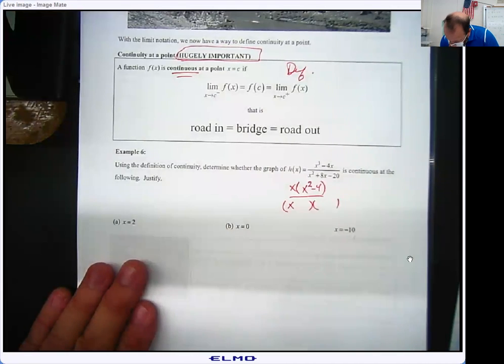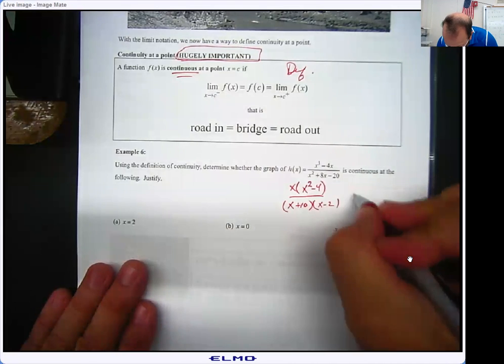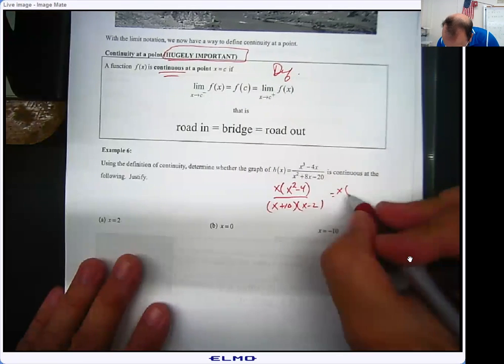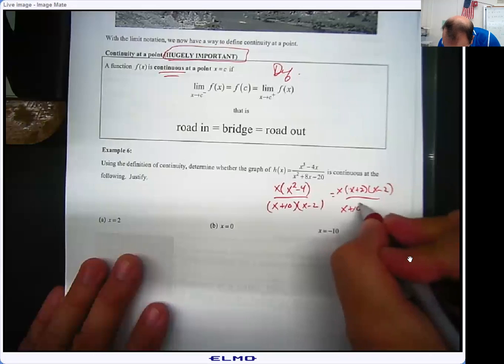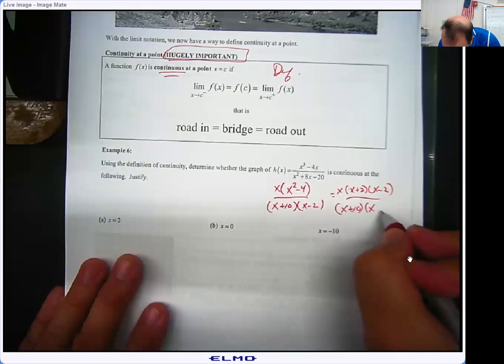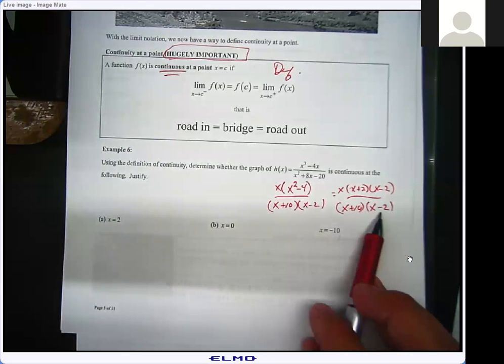Oh, goodness. Let's see. That's a plus 10 and a minus 2, which leaves us x plus 2x minus 2, x plus 10, and x minus 2. Okay. So is this graph continuous at x equals 2? No. What's wrong? There's a removable discontinuity, because x equals 2.